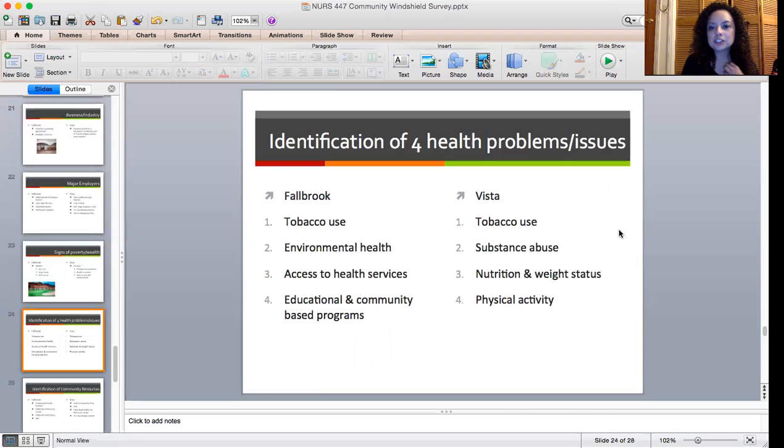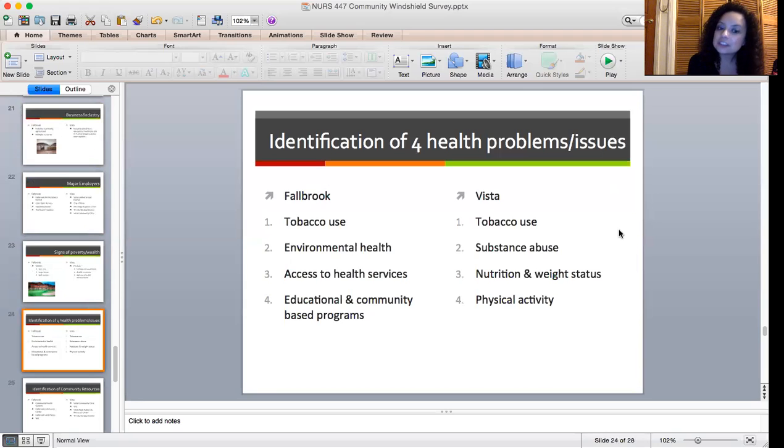Identification of health problems and issues. In Fallbrook, some of the health problems and issues I found were tobacco use and environmental health. There's a lot of nurseries in the area, and as I was driving through town, it smelled like pesticides, so I feel like they would benefit from environmental health.